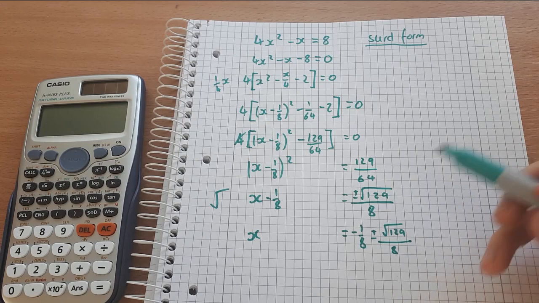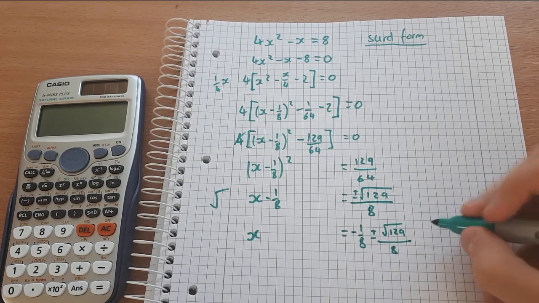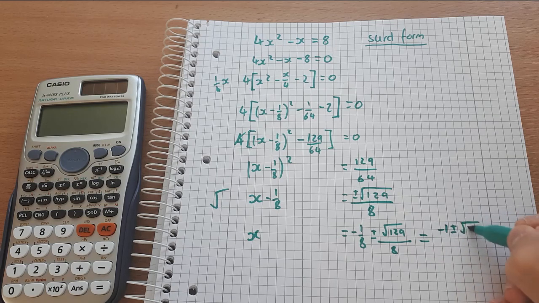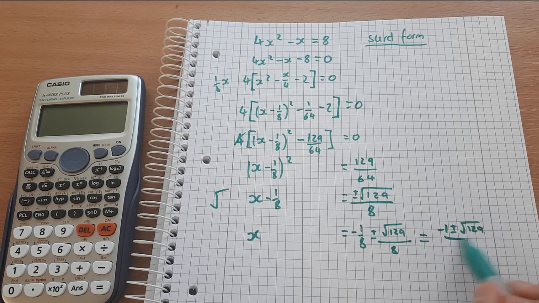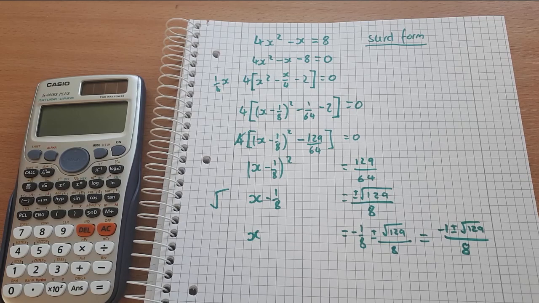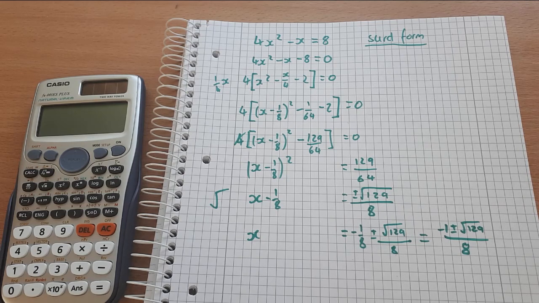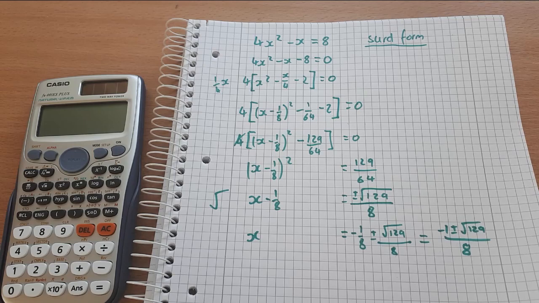You can obviously put this all over the same thing, so this is the same as minus 1 plus or minus root 129 over 8. So that is that form, and obviously you get your two answers because you have a plus and a minus term. And now the last, just completing the square question I'm going to do.